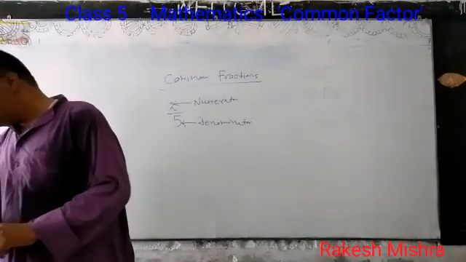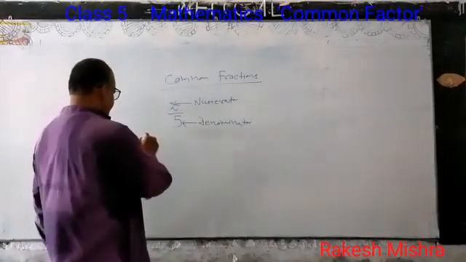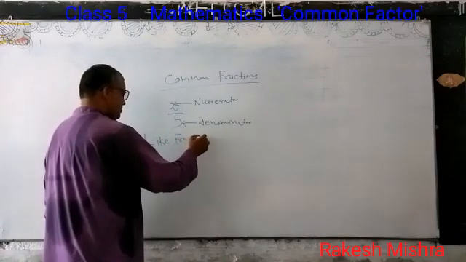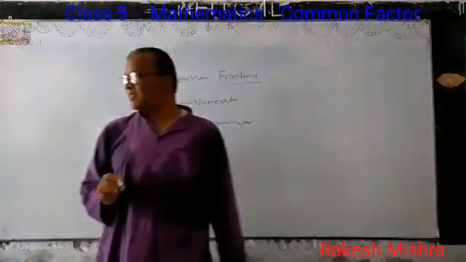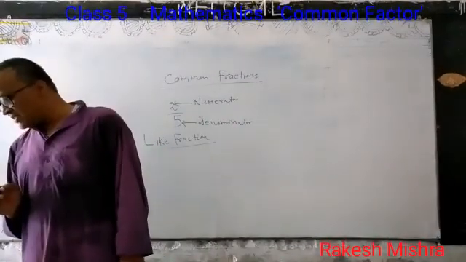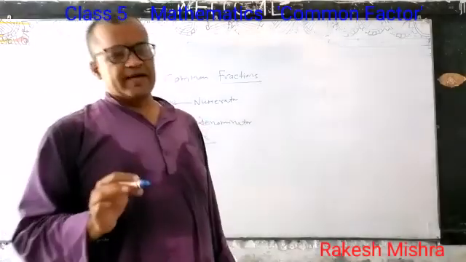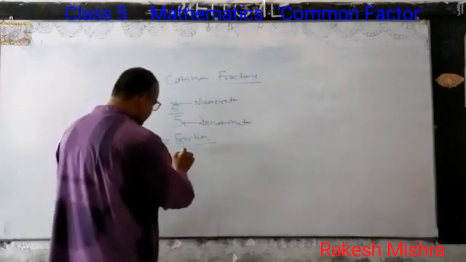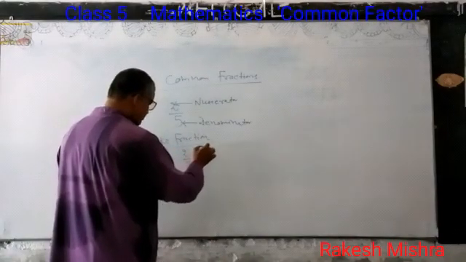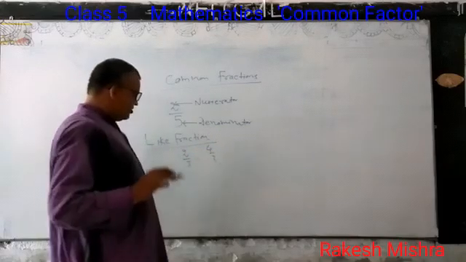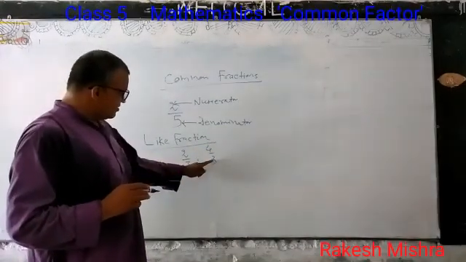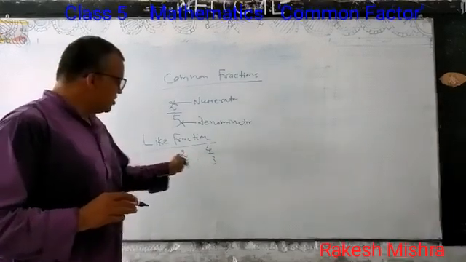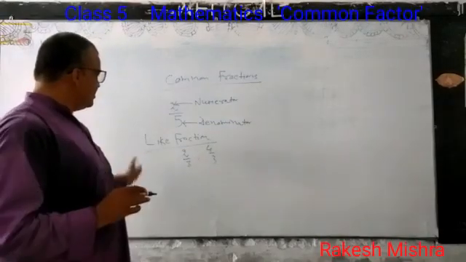First fraction is like fraction. What is like fraction? You know, fractions having same denominators are called like fractions. Like 2 by 3, 4 by 3. We see here denominators are same of both fractions. So these fractions are called collectively like fractions.